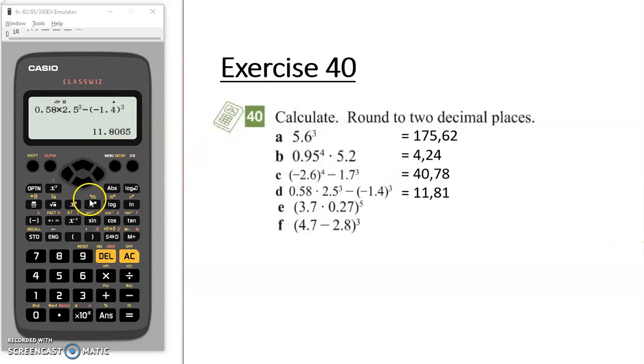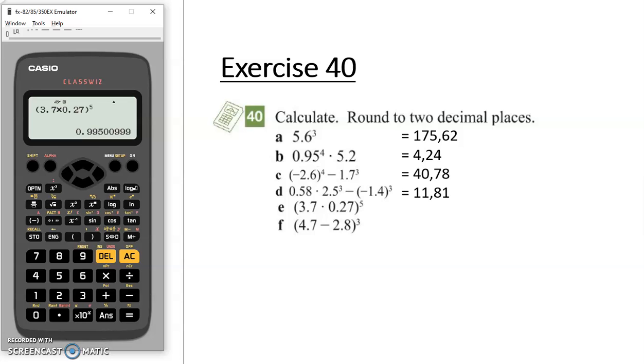Okay, then E. Inside the bracket, 3.7, multiplying with 0.27. I'm going to close the bracket and then to the power of 4. So I choose this button again because we're going to fill in our own index, to the power of 5. Is equal to 0,995. Oh, this is a difficult one.